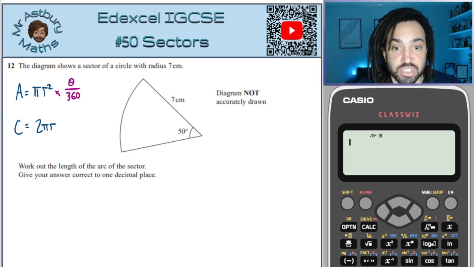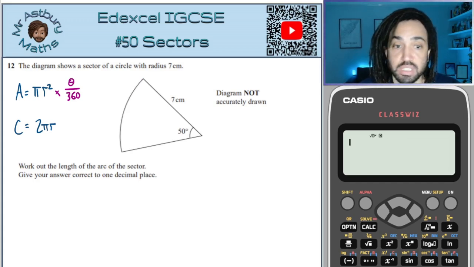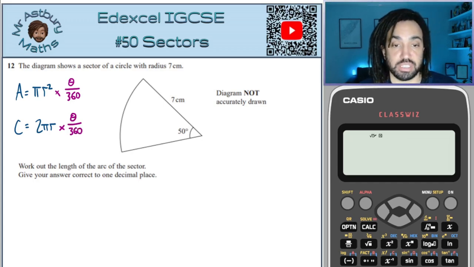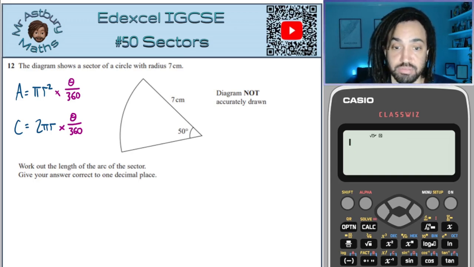And again, for the circumference, if you're looking for a part of the circumference, let's call it the arc length, then we multiply this whole circumference by the fraction, which is the angle out of all the angle in the circle, which is 360. So you've got these two formulas, you're good to go. So let's use them. It says work out the length of the arc of the sector. Okay, so we're going to use arc length.